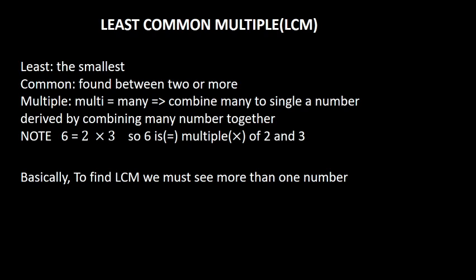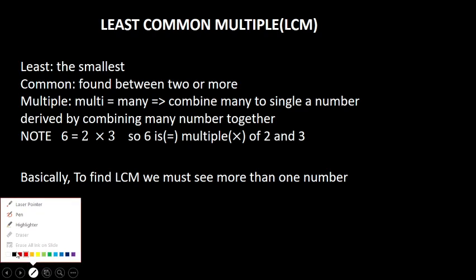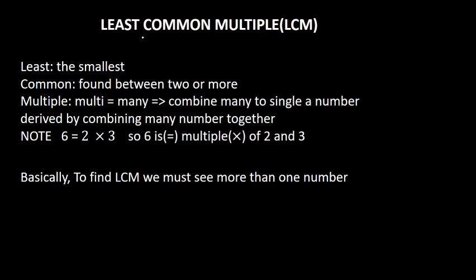LCM means least common multiple. When you see the word least, and when you see the word common, you should know that we have two or more items. When we are looking at the least, that is the smallest of the two or more. When we are talking about multiple, it means something that is multiplied together to form another thing.